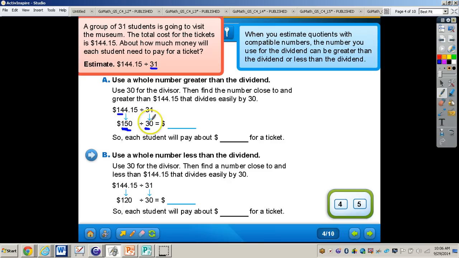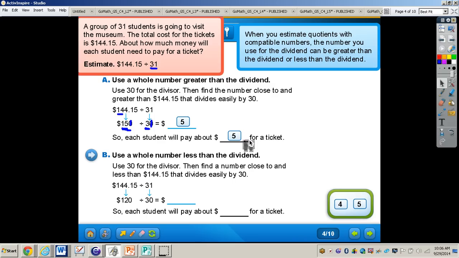Whenever you have zeros at the end of both the dividend and divisor, you can actually eliminate those. So now we just have 15 divided by 3. And 15 divided by 3 is going to give us 5. So $5 there. So each student will pay about $5 for a ticket.